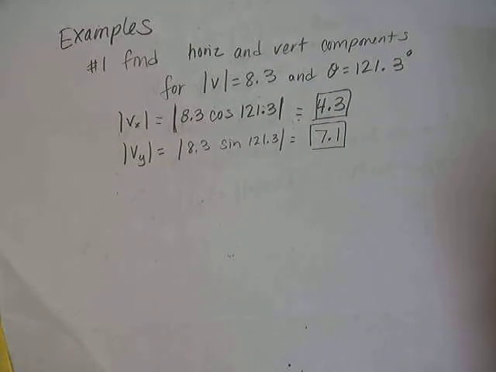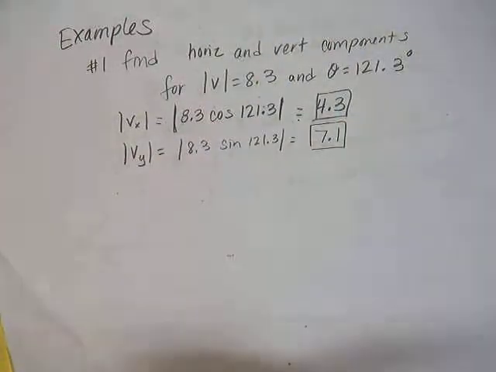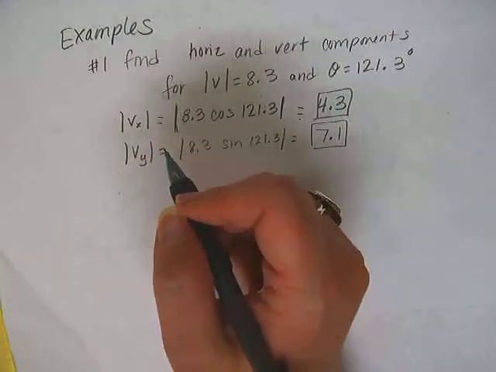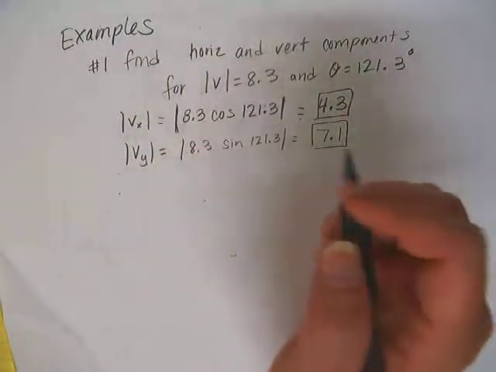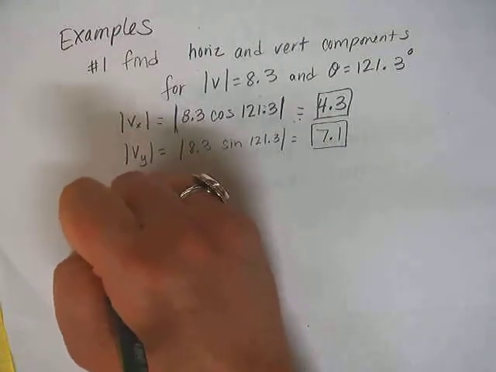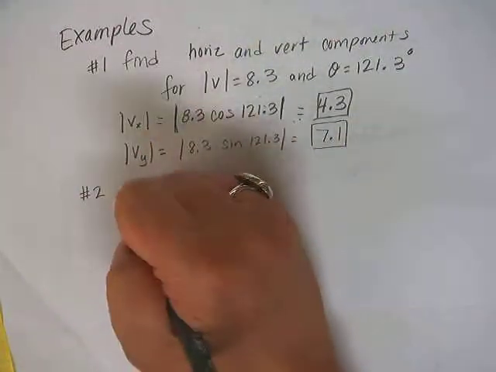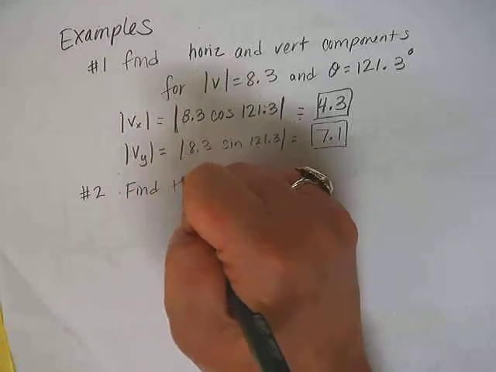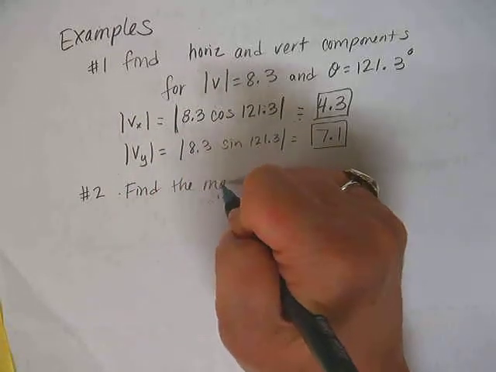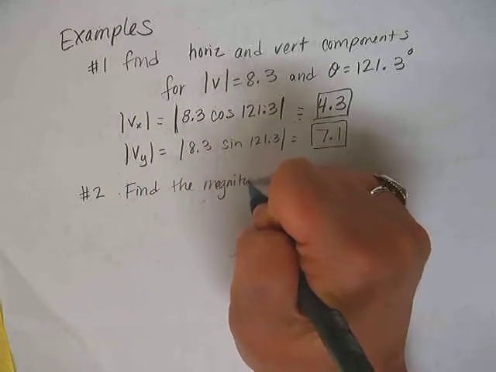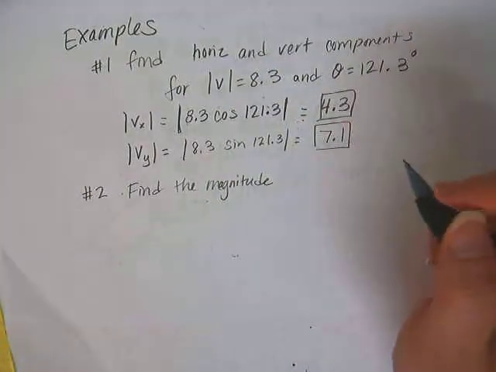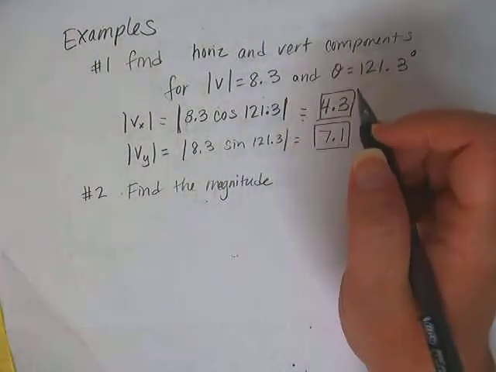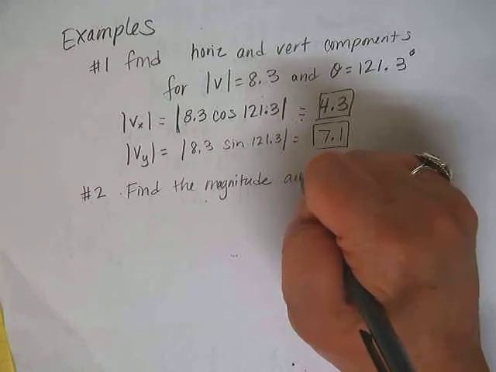Okay, good. Do you want to try one? Or do you want to try going the other direction? What would you rather do? Okay, find the magnitude. Going this direction is harder because of the angle. You have to put it in the correct quadrant.